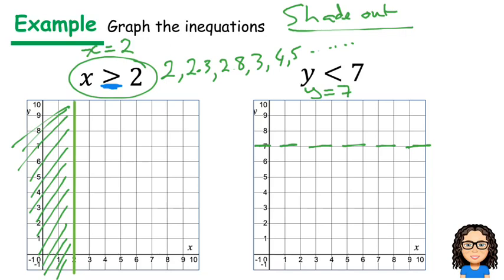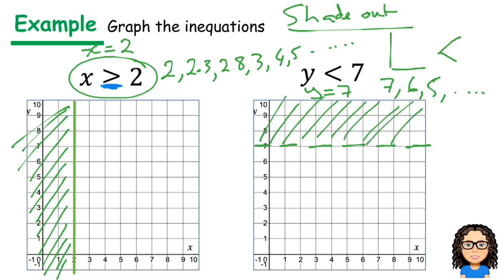Okay. Now I need to think, well, what values would this be true for? So y is less than 7. And a little trick for remembering which way around your signs go is if you think about your hand and form an L, like you learn your left from right, turn that on its side, and that's your less than sign. So less than 7 would be 7, 6, 5, and all the other values that are less than that. So all of those values underneath the line are true, so I'm going to shade out all those values above it.